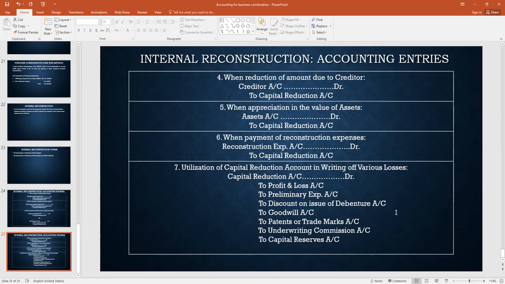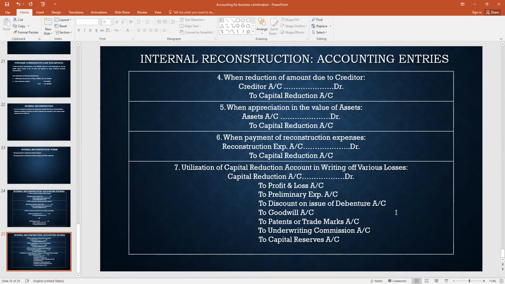And suppose after writing off, if any balance is still left in the capital reduction account, then the same balance will be transferred to the capital reserve account. So when we look at the balance sheet, whatever losses are there, we need to write them off against the capital reduction account. If the capital reduction account is exhausted, then we do not need to open the capital reserve account. Suppose it is not exhausted and any balance is left, then we need to transfer it to the capital reserve account.